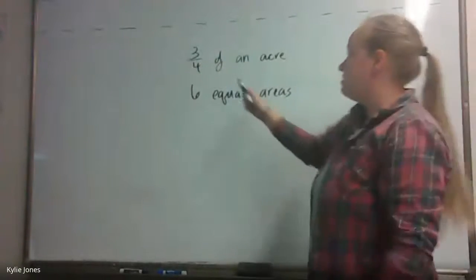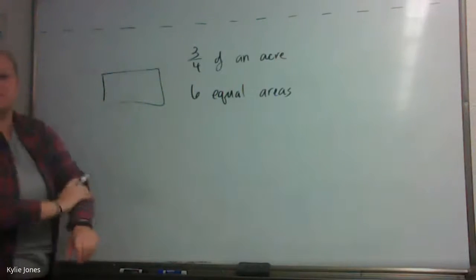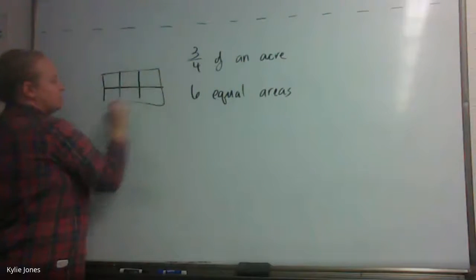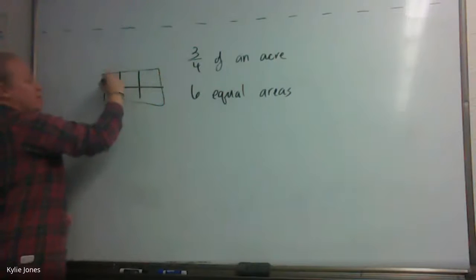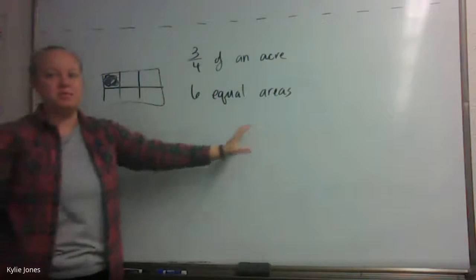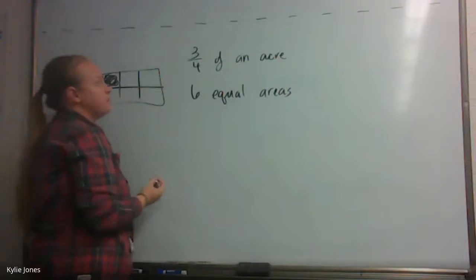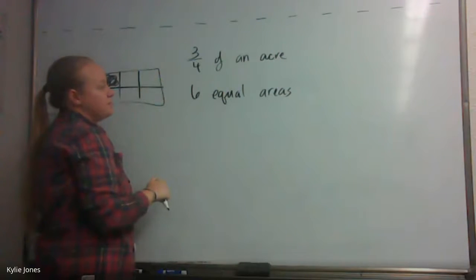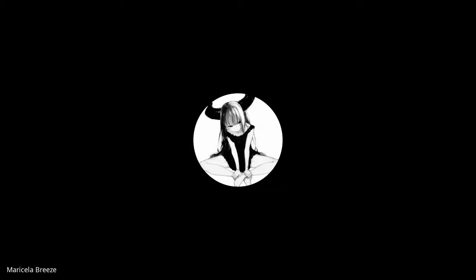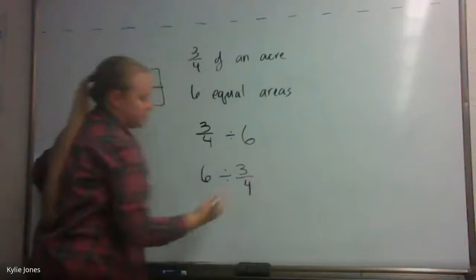Okay, so we have this area. It's 3/4 of an acre, right? We'll just pretend that that's 3/4 of an acre. And we're going to split it into 6 sections. So we need to figure out how much area is in one section. So what is my division problem going to be here? What order am I going to divide this in? Okay, let me ask it a different way. Is it 3/4 divided by 6, or is it 6 divided by 3/4?